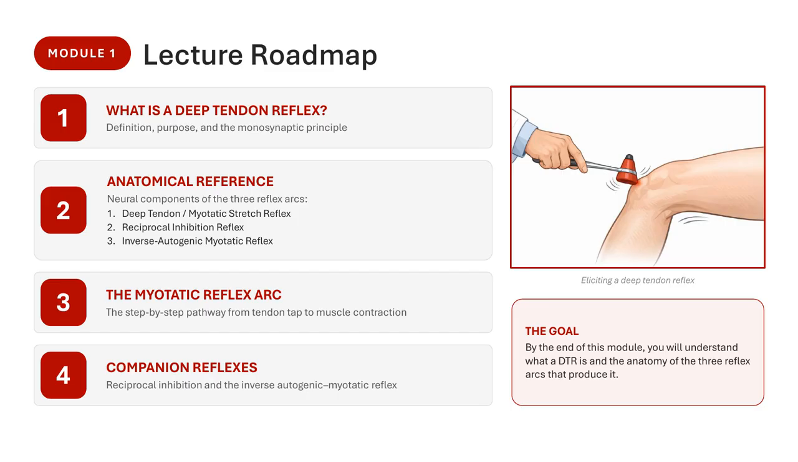We open by defining the deep tendon reflex, its purpose, and the monosynaptic principle that makes it so fast and so reproducible. From there, we move to the anatomical reference, the neural components of the three reflex arcs: the myotatic stretch reflex, reciprocal inhibition, and the inverse, or autogenic reflex. We then walk the myotatic reflex arc step by step from the tendon tap to the muscle contraction you observe at the bedside, and we close the module with the companion reflexes that work alongside the stretch reflex to keep movement smooth and protected.